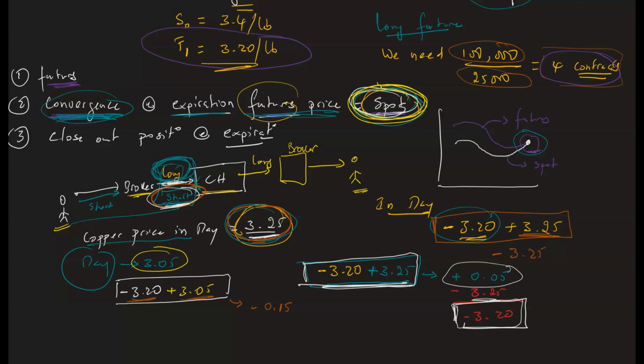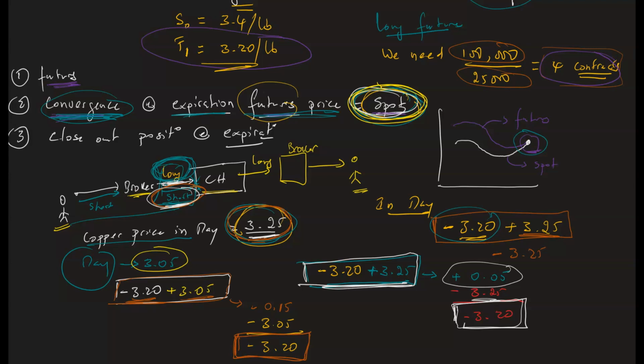Now, in addition to that, I still have to get out in the market and purchase copper, right? Because by closing out my position here, I have not received delivery of the underlying. So I can go out to my usual supplier and say, well, I still want copper. And my supplier is going to turn around and say, well, the price of copper right now is $3.05. So I'm going to spend another $3.05. And by spending the $3.05, ultimately I'm spending $3.20. So that is my price.